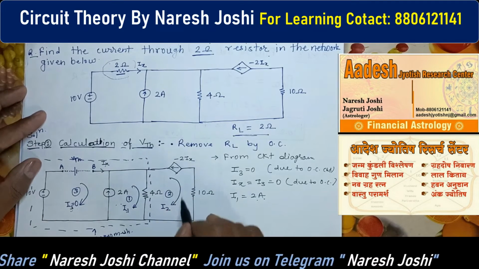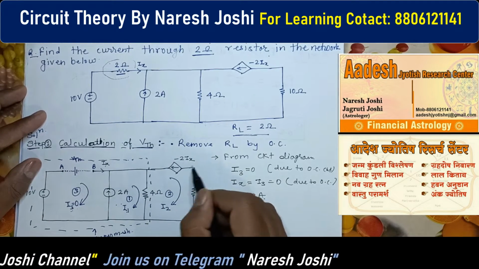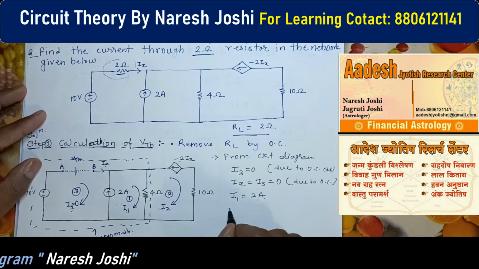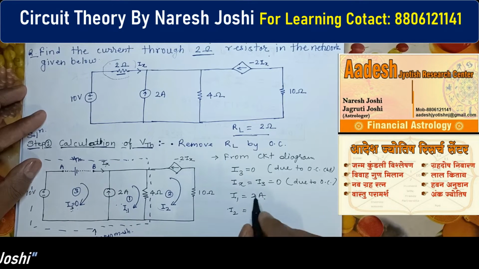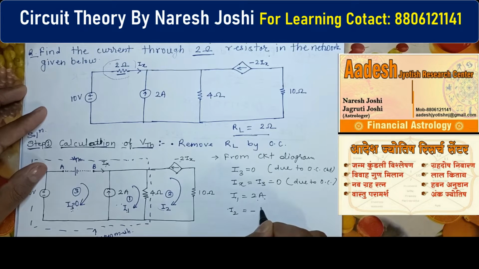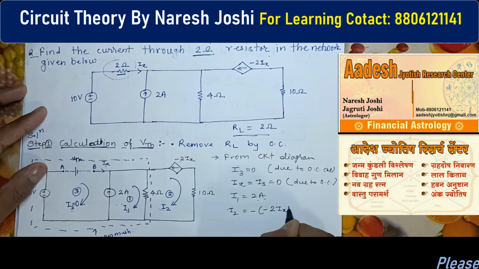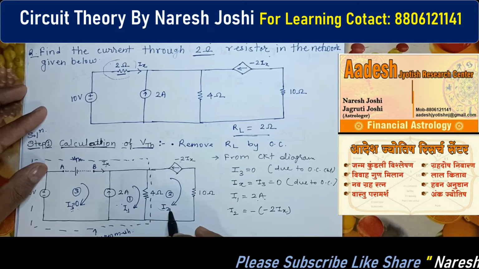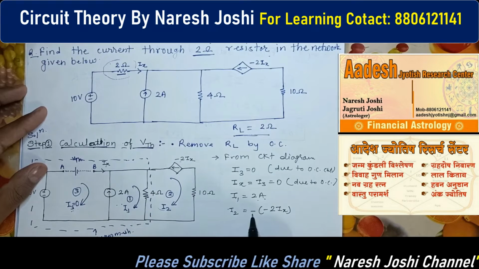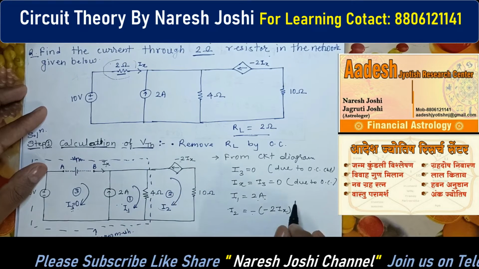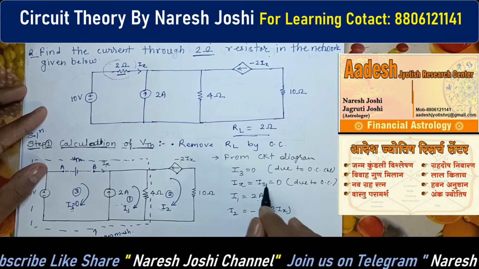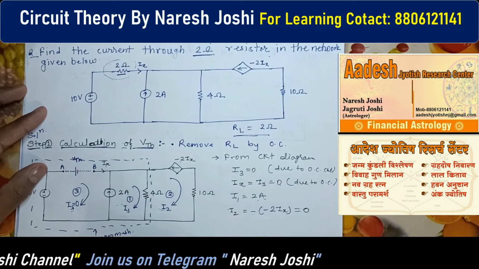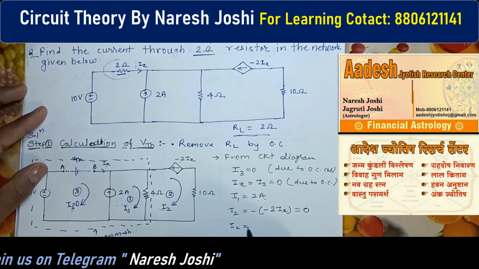Next, you can see this is mesh 2, and here again a current source is present, but the direction of this 2 Ix and this I2 is different, so I will write I2 equals to minus 2 Ix. Because it is opposite to the clockwise direction we have assumed, that's why I have mentioned minus. But here you can see Ix is 0, so we will put Ix equals to 0, so it becomes 0. Clear? So here I2 will again be 0.